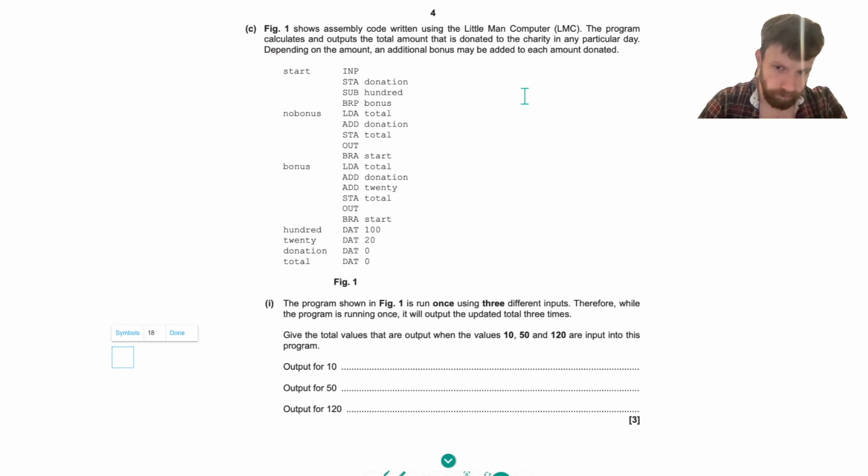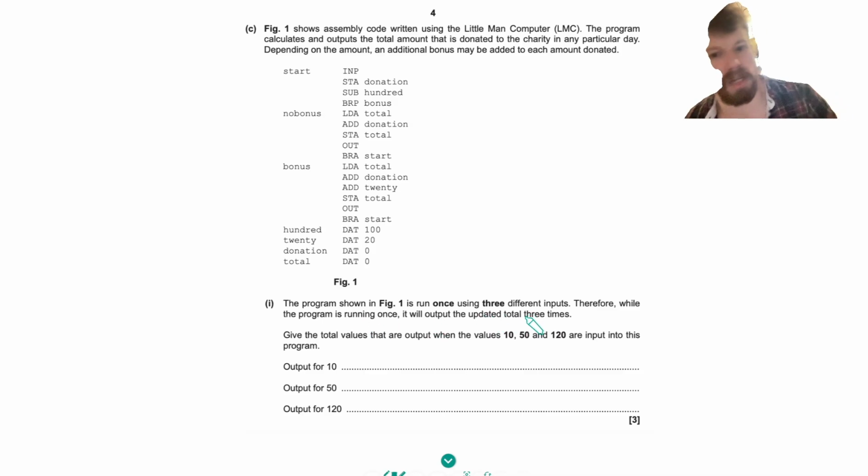So anyway, what we've got on this one here says it's essentially working out how much money is going to get donated to charity. So I'll try and trace it through so that you can see what's going on. The program shown in figure 1 is run once using 3 different inputs. Therefore, while the program is running once, it will output the updated total 3 times. So we're going to input 3 values whilst this is running.